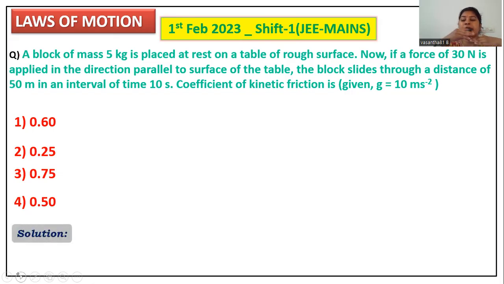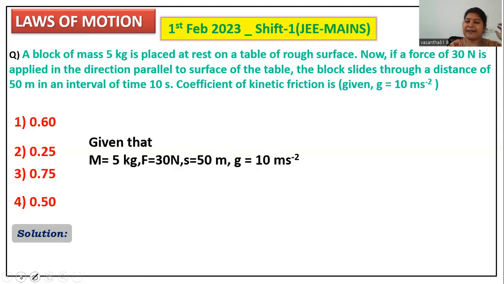Before going to solve this problem, what is the data given in the problem? Mass is given, 5 kg. Applied force is 30 Newton parallel to the surface. Distance traveled by the block is 50 meters. The time interval is 10 seconds. And g value is 10 meters per second square. These are the given data.